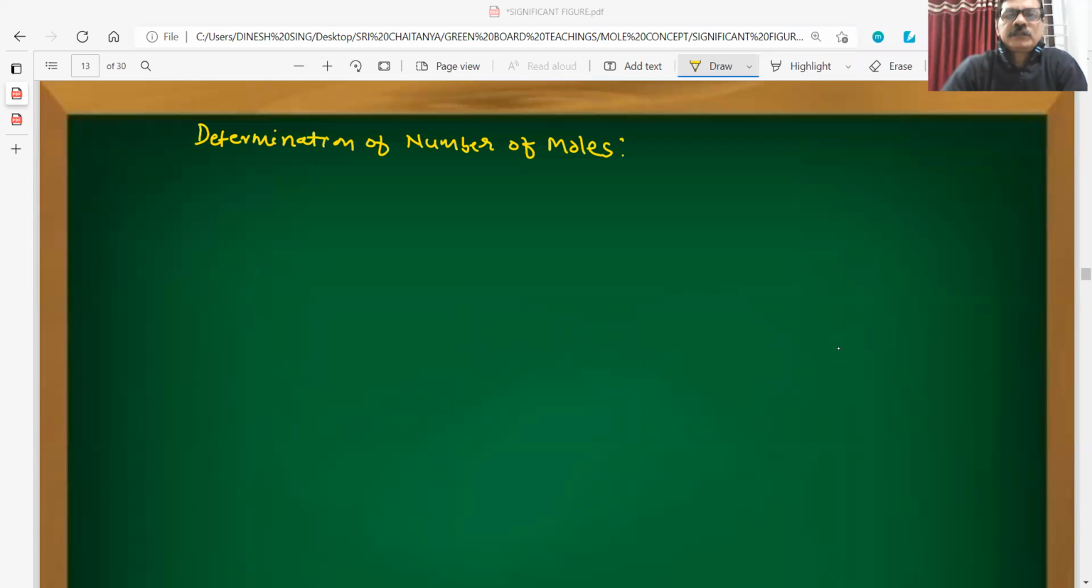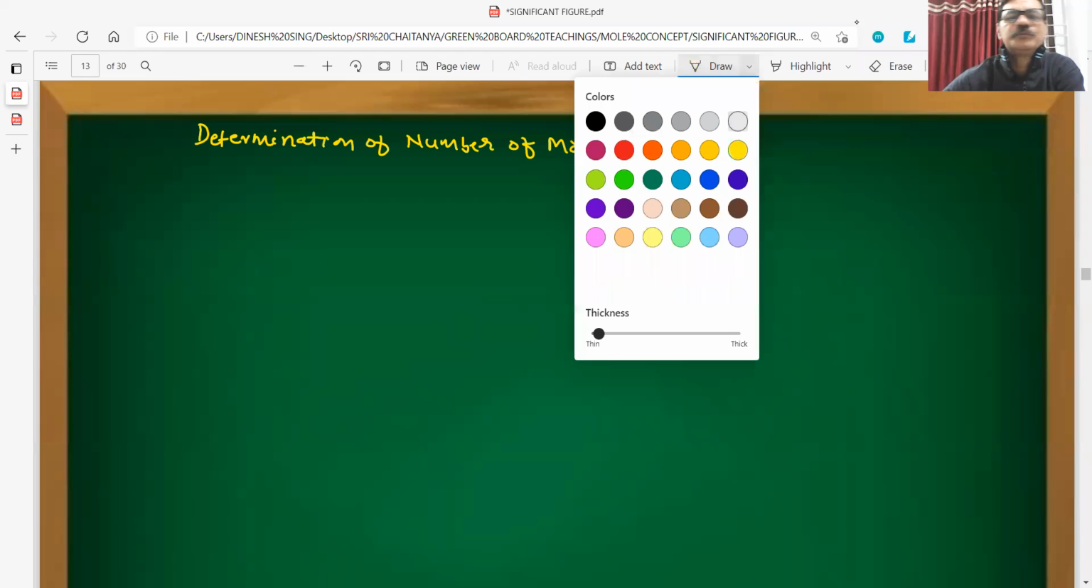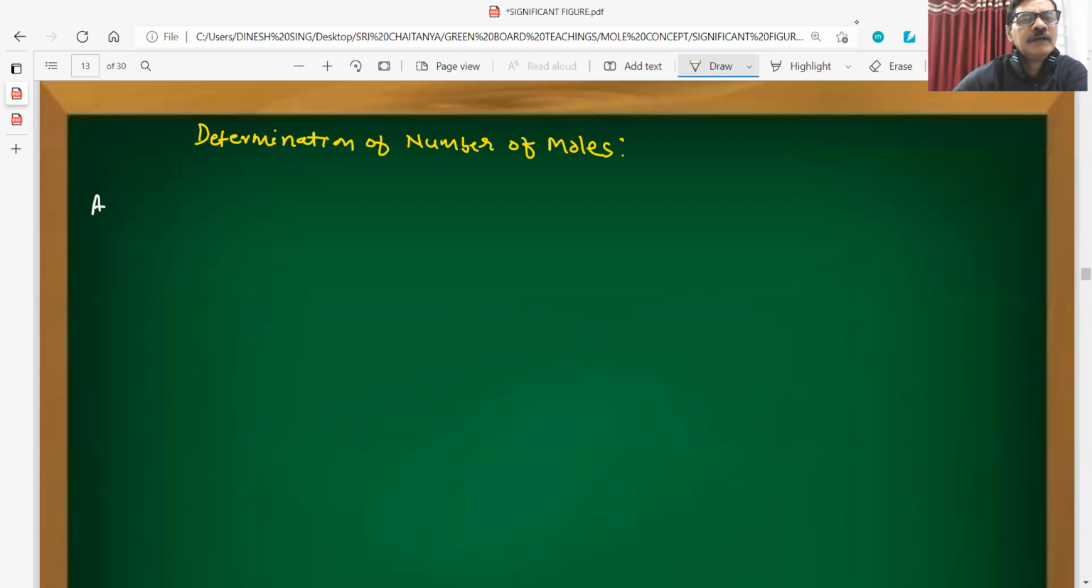So today we will discuss the calculation or determination of the number of moles in various conditions. Whatever data is given, how we can calculate the number of moles from it. The first thing I am telling you is Avogadro number.